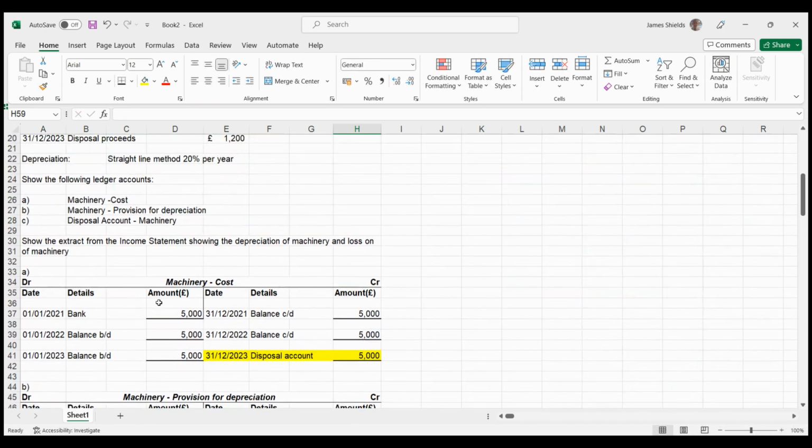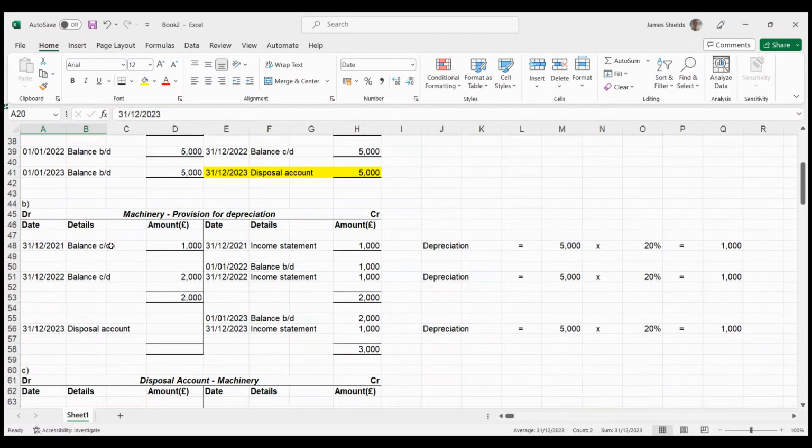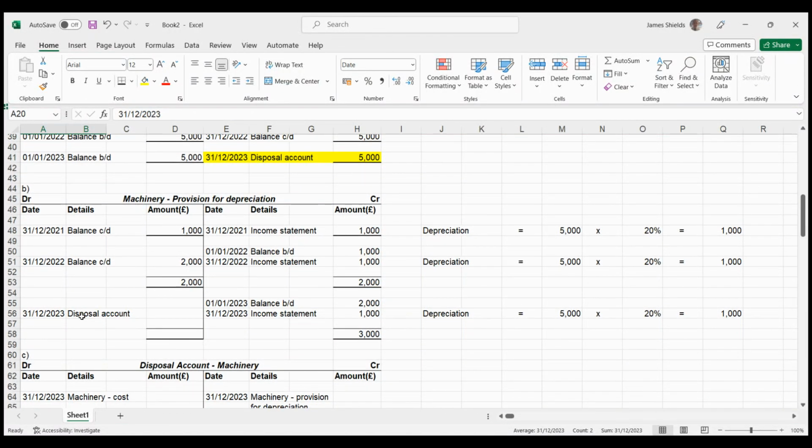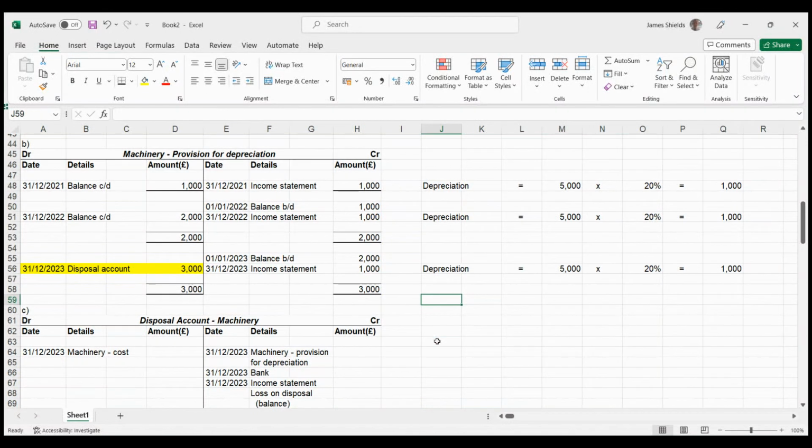Now, on the 31st of December, the machine was disposed of. So again, the total amount of depreciation is going to be transferred to the disposal account on the date of disposal. So it's going to be £3,000. So a total there is also £3,000. Right, so again, let me just highlight that bit there because we're going to use it in a moment. Right, so we've done our cost account, we've done our provision for depreciation account, now the disposal account for machinery.